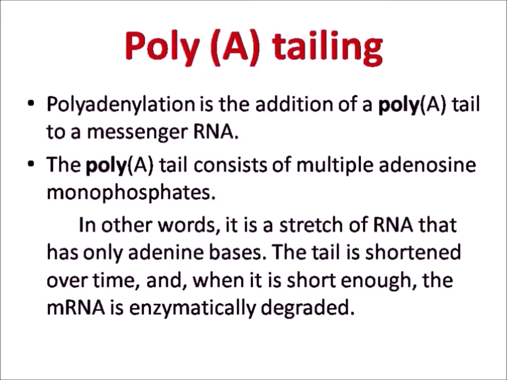Polyadenylation, or poly-tailing, is the addition of a poly-A tail to a messenger RNA. The poly-A tail consists of multiple adenosine monophosphates. In other words, it's a stretch of RNA that has only adenine bases. The tail is shortened over time and when it is short enough, the mRNA is enzymatically degraded.